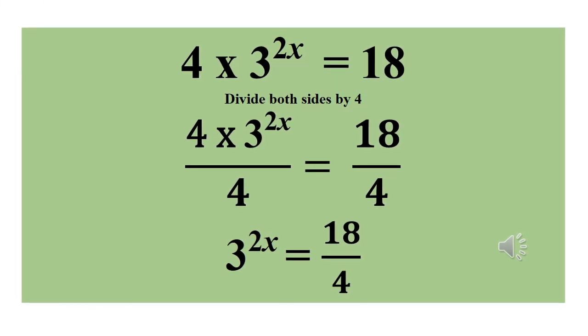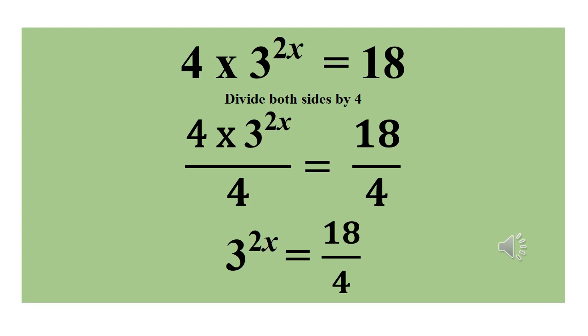We can then simplify further from here, that is 4 times 3 raised to power 2x equals 18. We divide both sides by 4, or we divide through by 4. Now if we divide both sides by 4, the 4 there is like the coefficient of 3 raised to power 2x. So the 4 there will cancel out the 4.